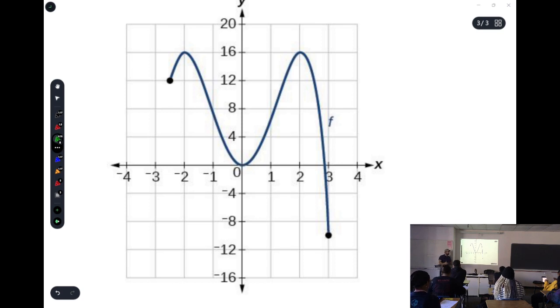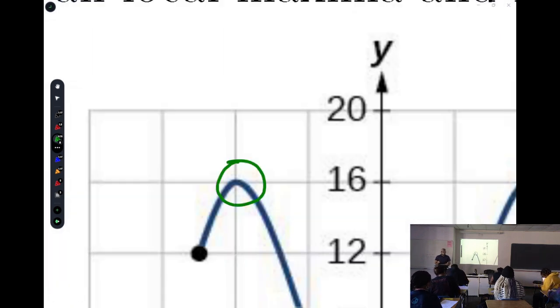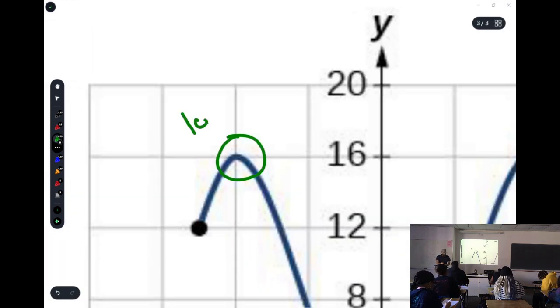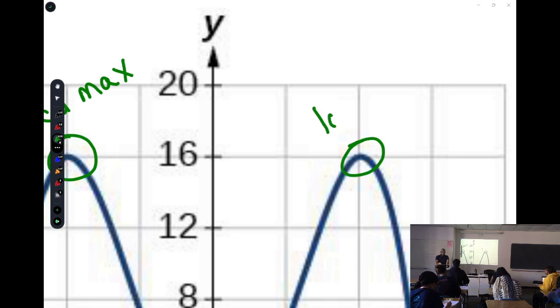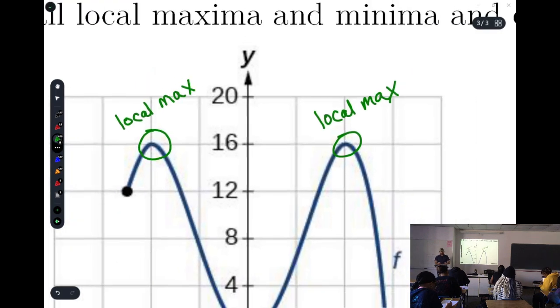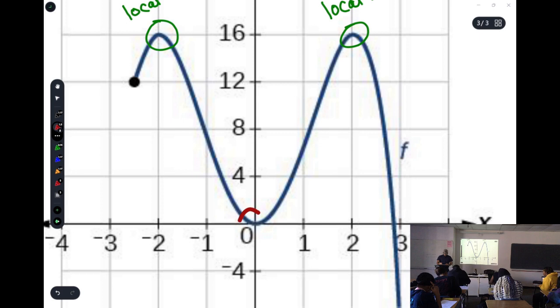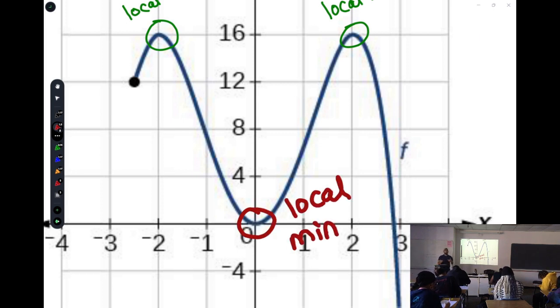Anybody see a zoomed in tallest person or zoomed in maximum? Right there, right? Okay. That is a local max. Good call. Anybody see another zoomed in tallest person? That's a different local max. I'm just going to do the locals right now. Anybody see a zoomed in shortest person? That's a local min.